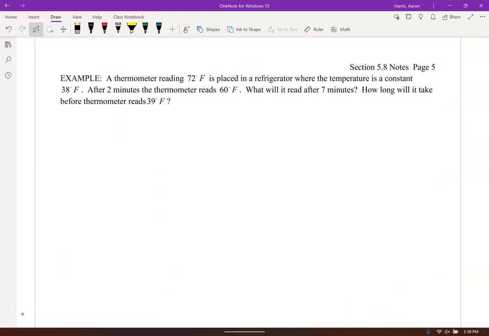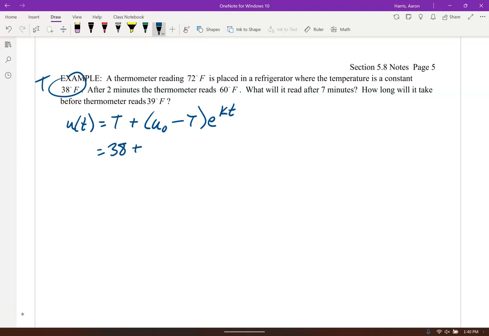All right, this is a good U-try problem if you want to, but we'll go ahead and map this out. So a thermometer reading 72 degrees is placed in a refrigerator where the temperature is a constant 38 degrees. So this is the temperature of the surrounding medium. We're going to put the thermometer into the refrigerator. So eventually it'll be 38 degrees, right? But the thermometer initially reads 72 degrees going in.